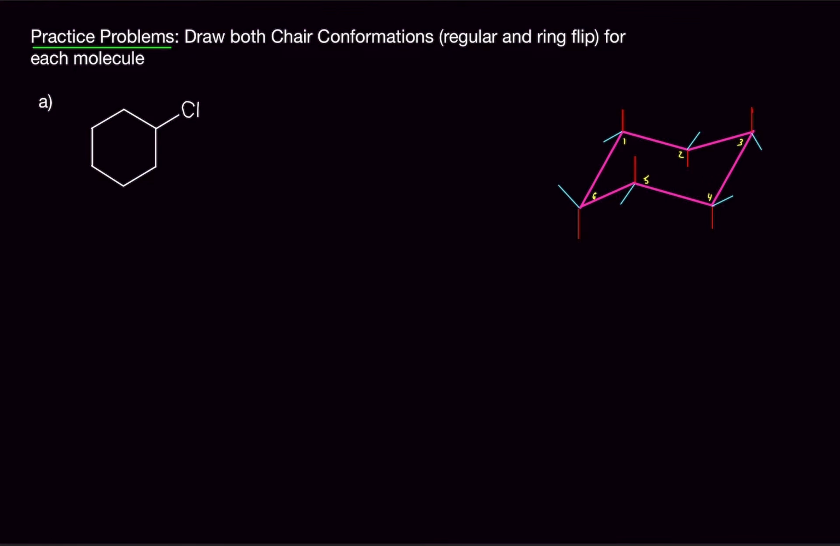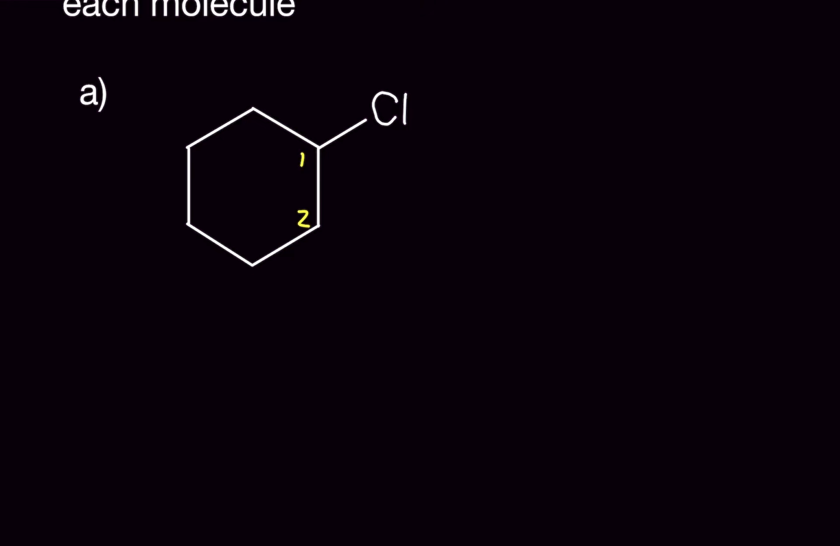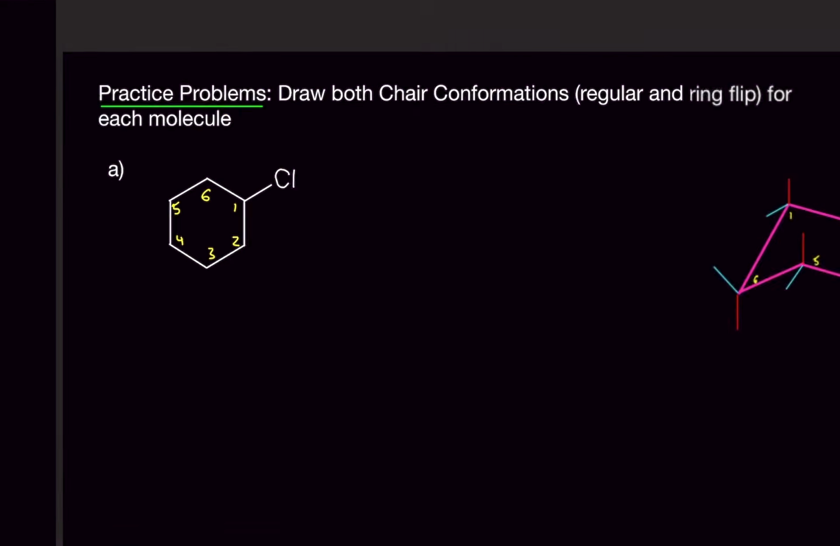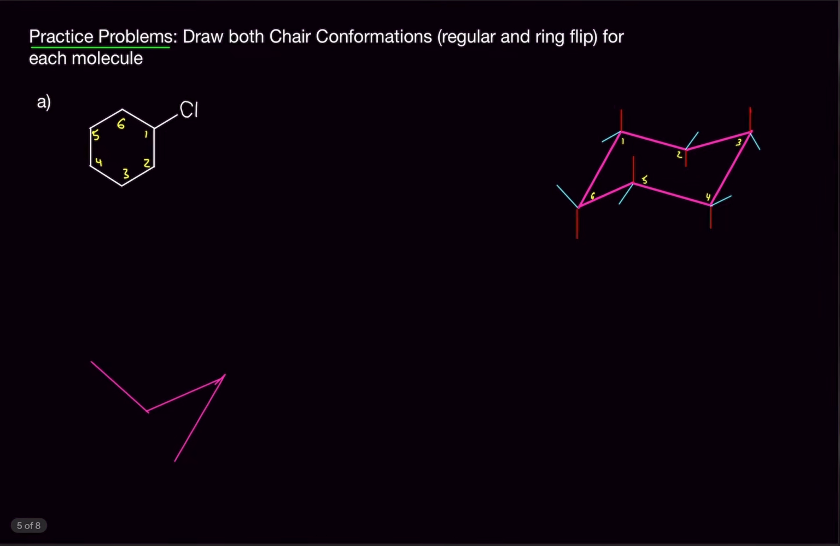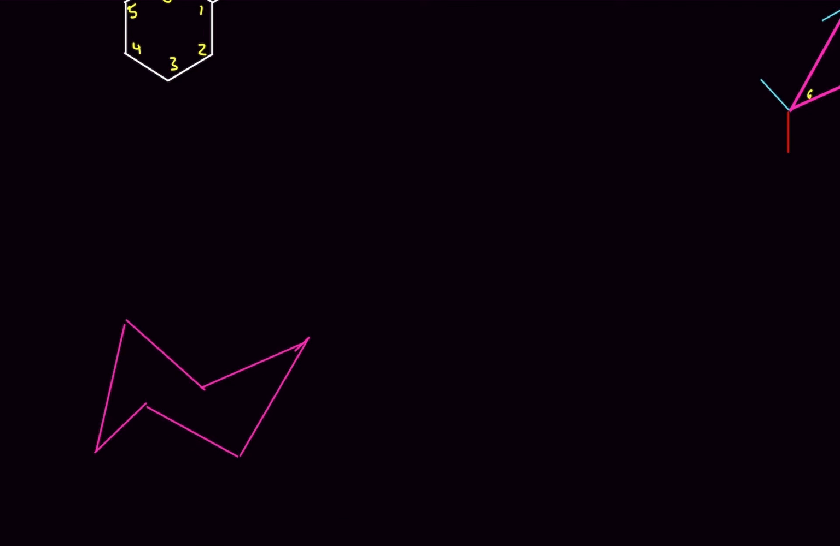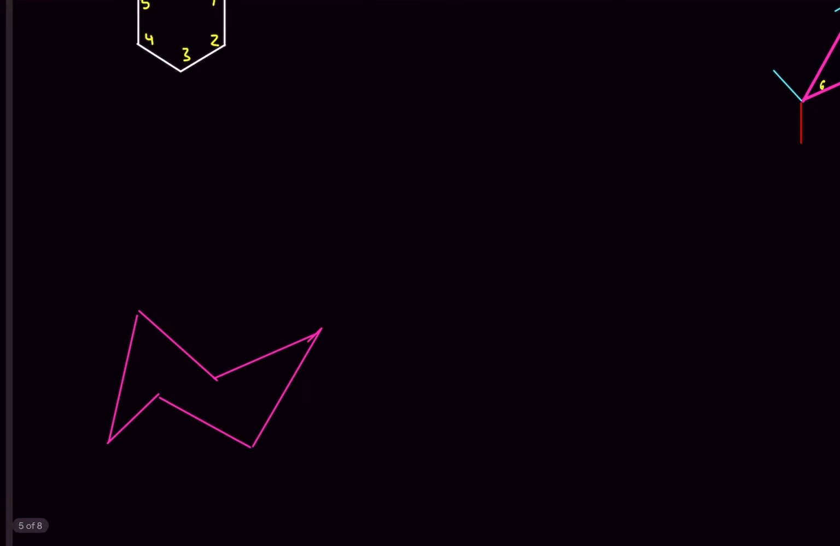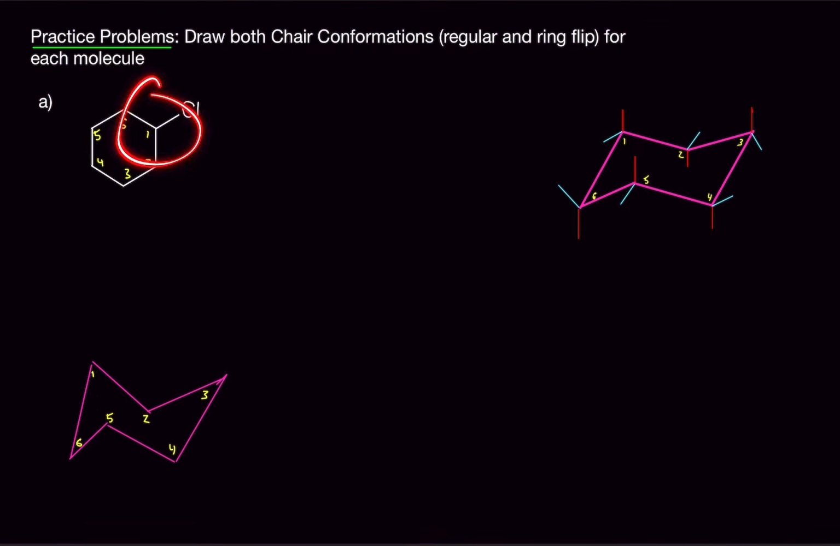Okay? So draw both chair conformations, regular and the ring flip, for each molecule. So here we have a chlorine, and we're going to number this 1, 2, 3, 4, 5, 6. So let's draw the chair conformation. Like this, like this, like this. Good enough. Okay. Here's the chair conformation. Now we number our carbons. 3, 4, 5, 6. Okay. We have a chlorine coming out of carbon number 1 here.